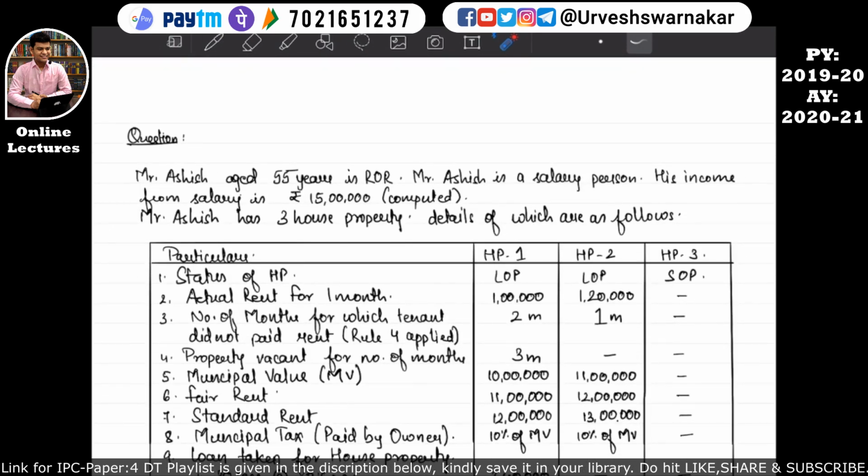So Mr. Ashish, aged 55 years, is a resident, ordinary resident. That means Mr. Ashish is a resident, ordinary resident, and his age is 55 years. Mr. Ashish is a salaried person. His income from salary is rupees 15 lakh computed. So that means his income from salary is given to us. We don't need to compute his income from salary. I hope this is very clear.